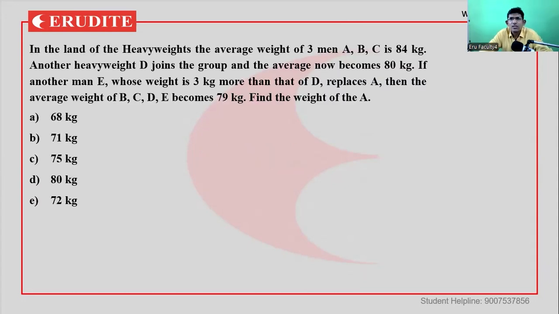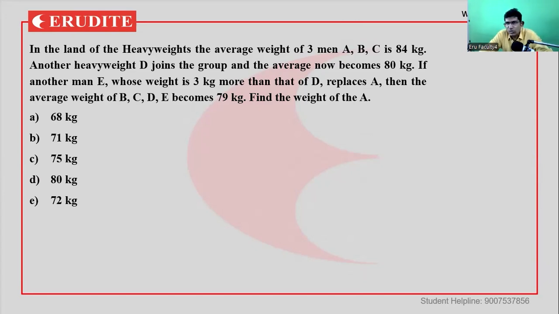The first one says, in the land of heavyweights, the average weight of three men A, B, C is 84 kg. Another heavyweight D joins the group and the average now becomes 80 kg. If another man E, whose weight is 3 kg more than D, replaces A, then the average weight of B, C, D and E becomes 79 kg. Find the weight of A.